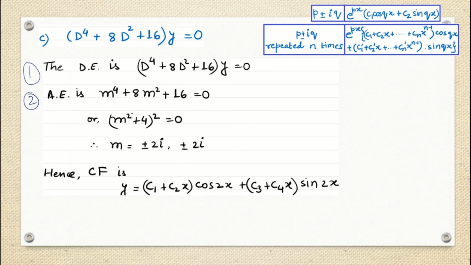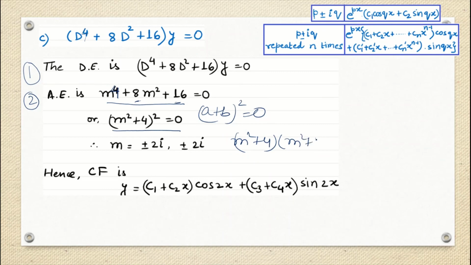By looking at this equation, we can say this is in the form of (a plus b) whole square, correct? Why? Because this is 16, 4 fours are 16, and this is 2 into 4. M has power 4, that means the differential equation is of highest order 4. So what we had said, the highest order is the number of roots that will be present. So this equation will have 4 roots, and this is nothing but (m square plus 4) whole square, that means m square plus 4 times m square plus 4 equals 0. Or you can write m square is minus 4 and again m square is minus 4.